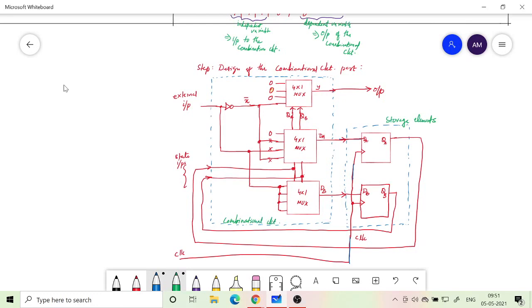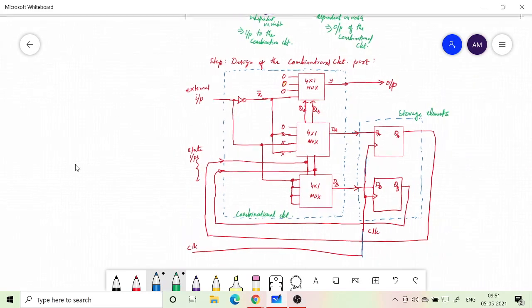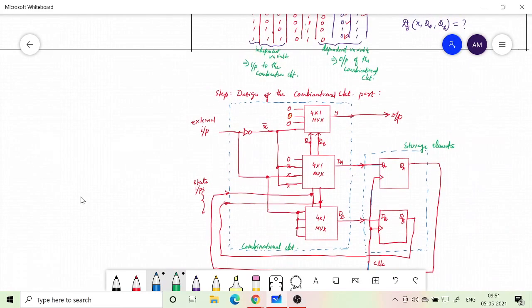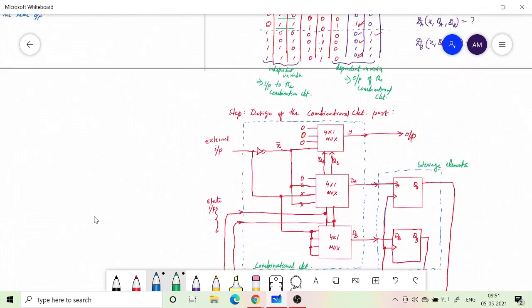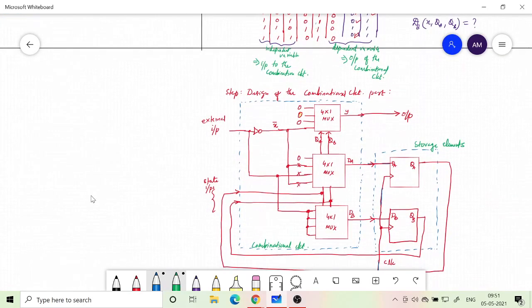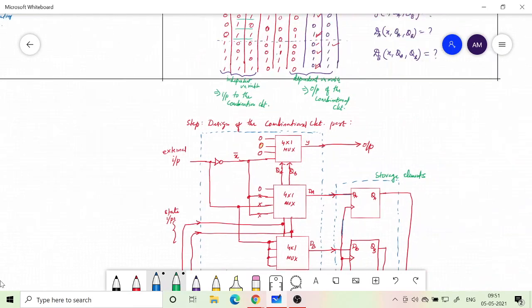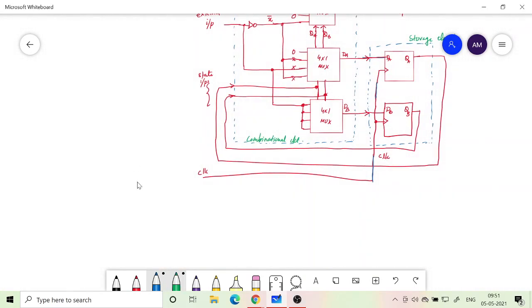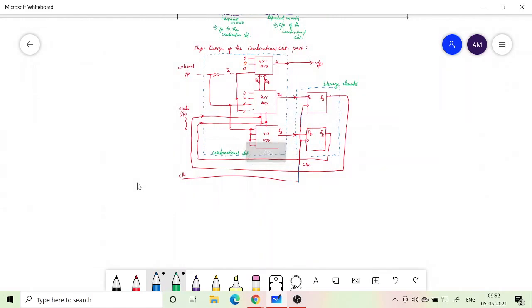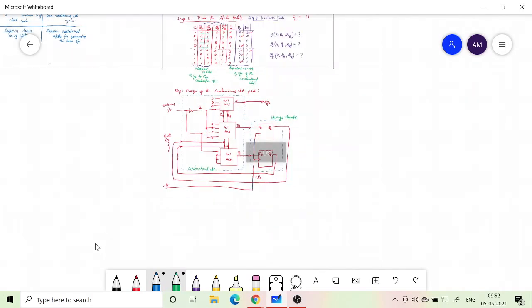In a similar way we can go ahead and design our Moore machine also. So let me just draw a line.